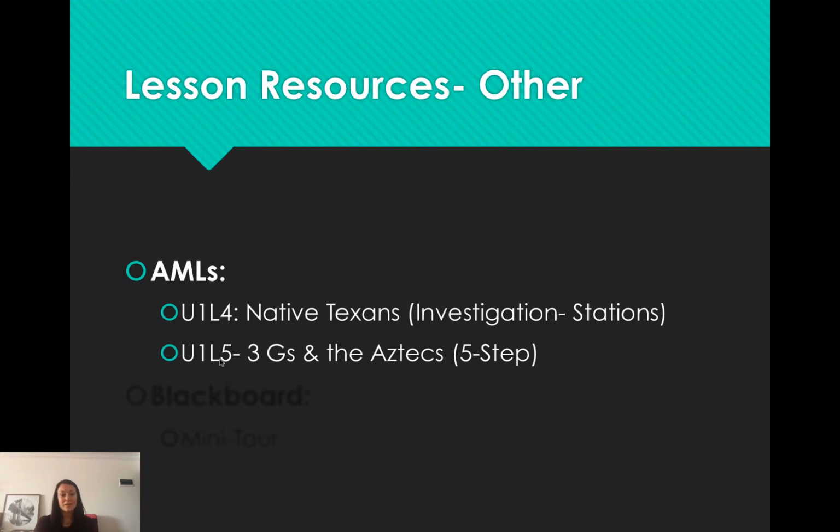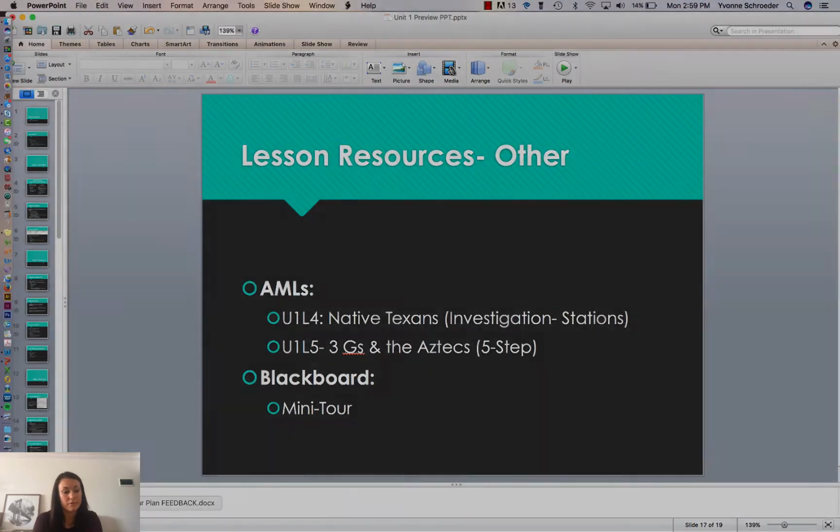And then you also have an annotated model lesson for lesson 5, which is about the 3 Gs, or the reasons for European exploration, and the Aztecs. That will be a 5-step lesson plan. And the difference between investigation and 5-step lesson plans is outlined in our course structure. And I'm going to show you really quickly on Blackboard how to access that so that you know where to find some of the most important resources.